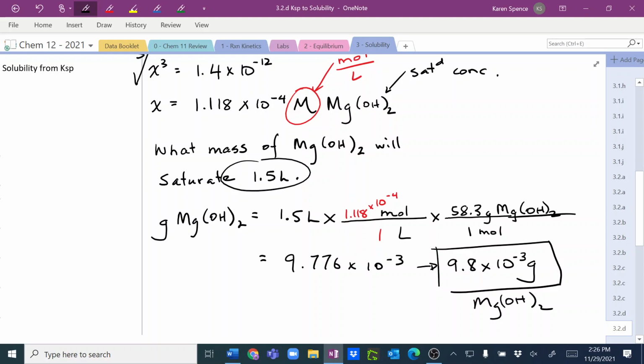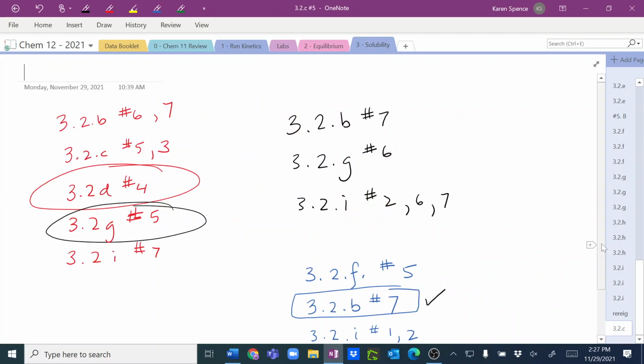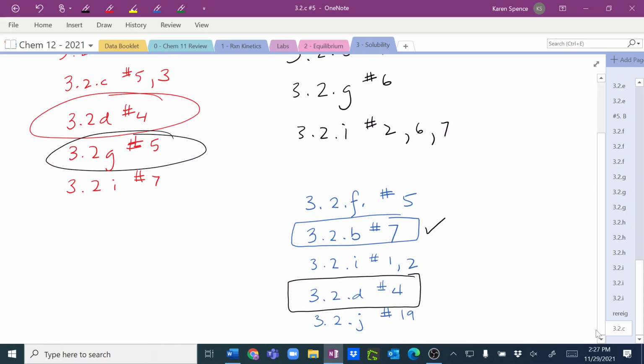All right, how are we doing? Okay, what other questions did we have? Let's see. So we've done that one, we've done that one. We want to do 3.2F, number 5.